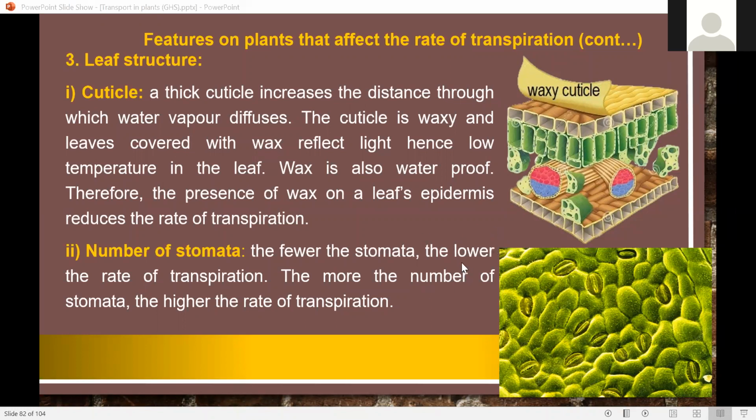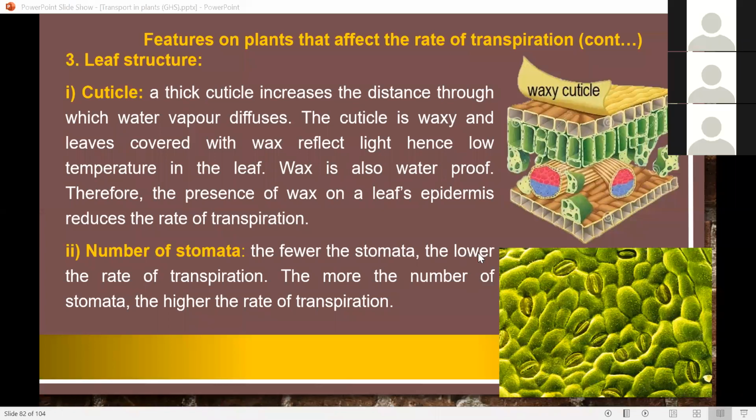Okay, well explained. Then another person also to give us their view. Amelia. I think if there are fewer stomata on the top and more stomata on the lower side of the leaf, there will be less transpiration because the upper side of the leaf is more exposed to the sunlight. So there will be a lower rate of transpiration than when it is vice versa. Okay, thank you so much, Amelia. Well, yes, that is correct.